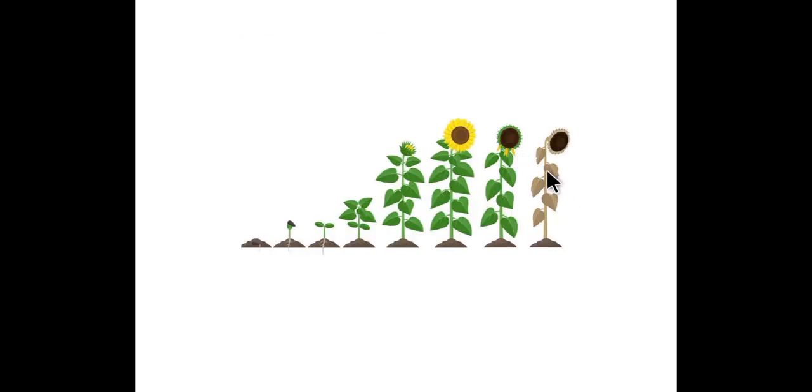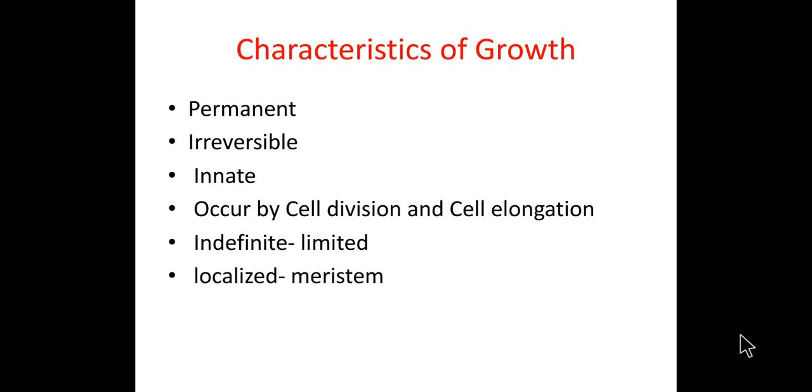In higher plants, growth is localized. It is restricted to a certain region called meristem. The meristem may be apical meristem or root meristem. This meristem has the capacity to divide and produce new cells.